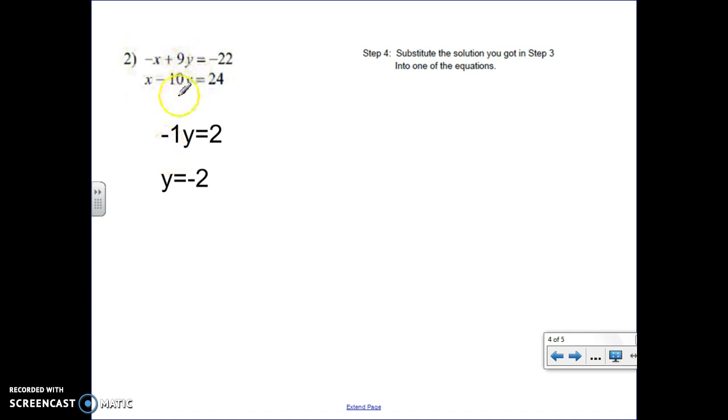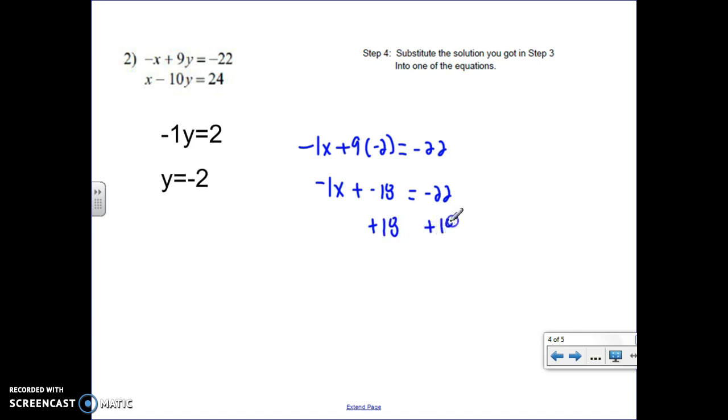So it doesn't matter what equation I plug y equals -2 in place of, I'm going to get the same thing. So if I do -1x plus 9 times -2, it's going to equal -22. So I have -1x plus -18 equals -22. I'm going to add 18 to both sides to get x by itself. So I have -1x equals -4. Divide both sides by -1. I get x to be +4. So it looks like my solution is 4, -2.